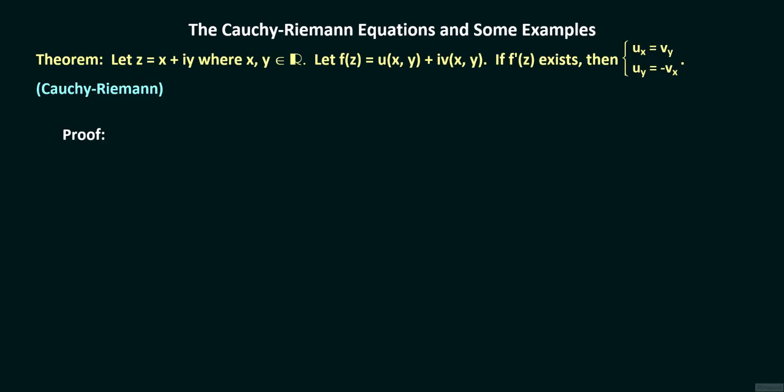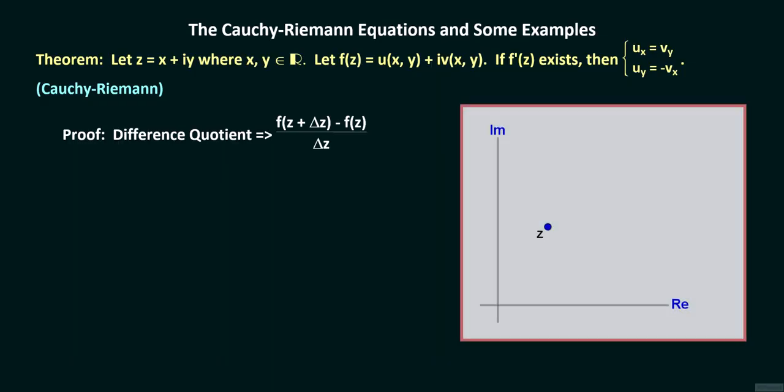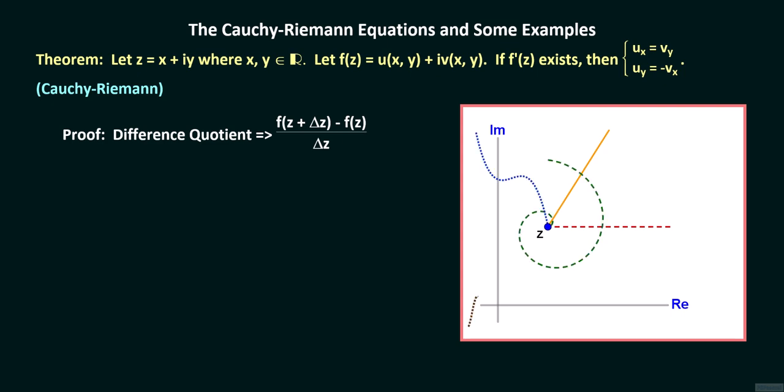We find f prime of z using the difference quotient, f of z plus delta z minus f of z, all over delta z. If f prime of z were to exist, then the limit of the difference quotient should always be equal to one value. This is regardless of the path we follow towards z, as delta z tends to 0. But we will use simple paths towards z.